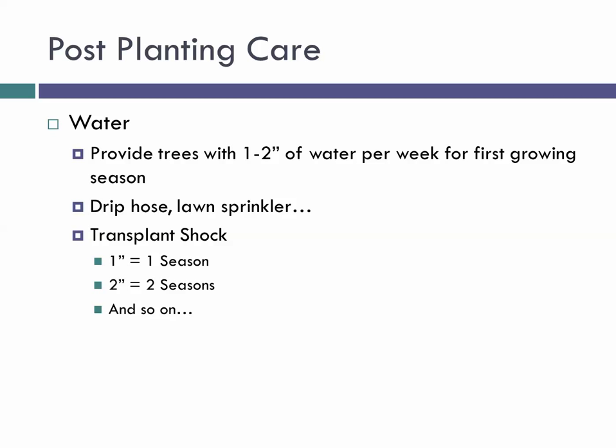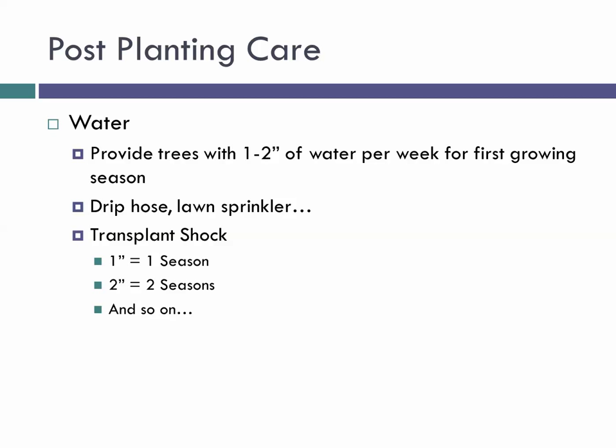You plant a 2 inch caliper tree, it's going to take about 2 years for it to get enough roots out there to support itself so it can start growing. You plant a 3 inch caliper tree, it's going to take about 3 years to get enough roots out. You plant a 4 inch caliper tree, it'll take about 4 years for enough roots to get out there to support it.